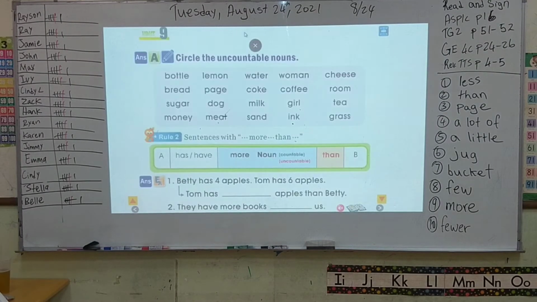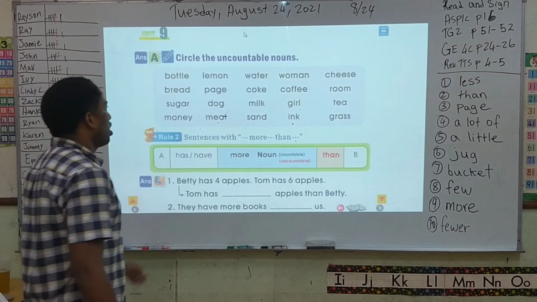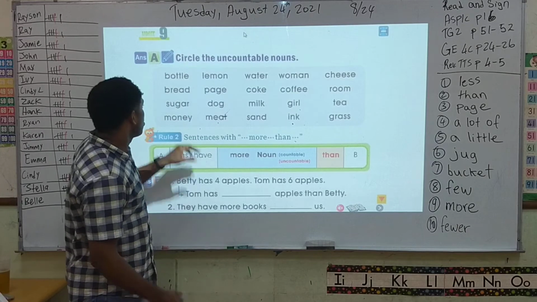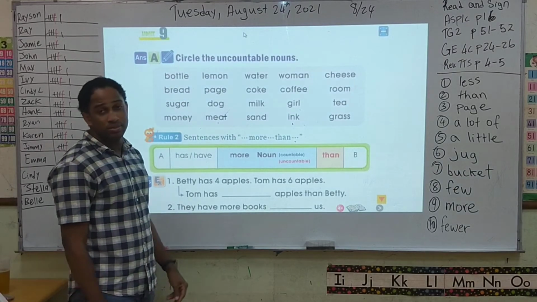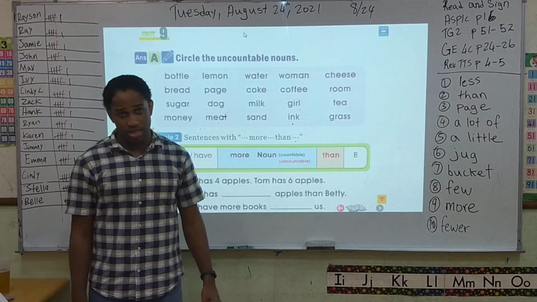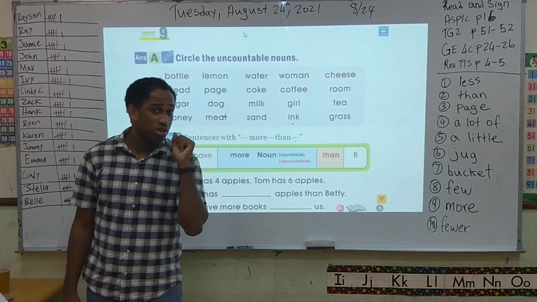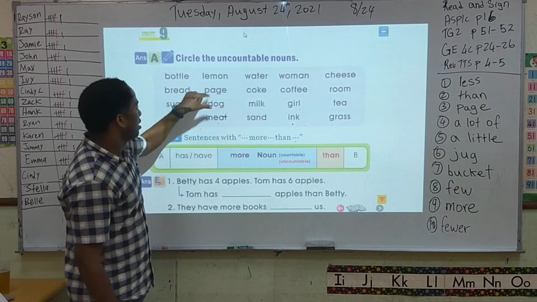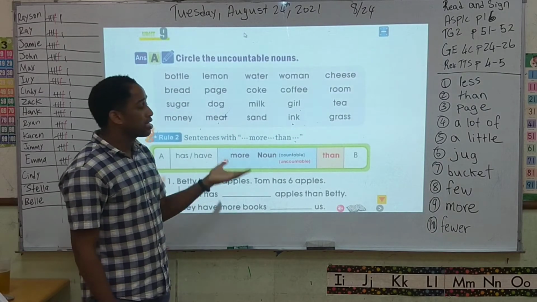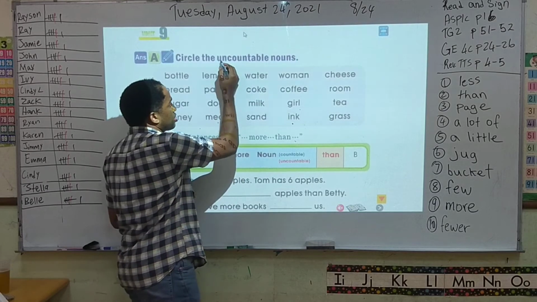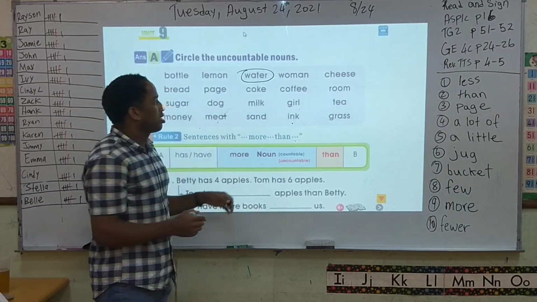Now, page 52. Circle the uncountable nouns. Okay, so bottle. Is bottle countable? Yes. One bottle. Can I have one bottle of water? Can I have 2 bottles? So you can count bottles. So no. Lemons. Lemon is countable. Good. Water. So water is uncountable.